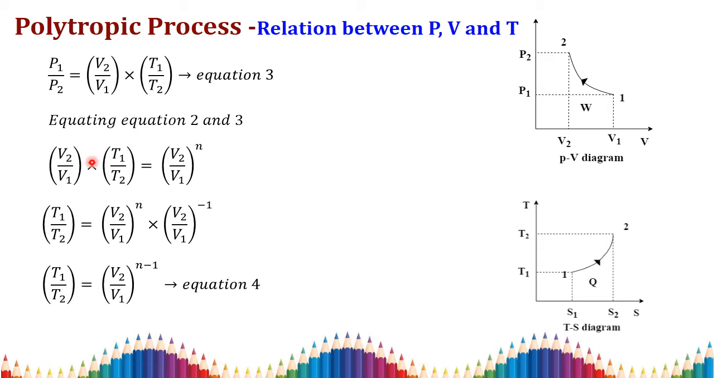Then I am keeping T1 by T2 on the left hand side and bringing this V1 by V2 to the right hand side. Then it comes to the denominator, so it can be written as inverse. Here you see that in the next equation these bases are equal, so we can add the powers. So T1 by T2 is equal to V2 by V1 whole to the power of n minus 1. Consider this as equation number 4.